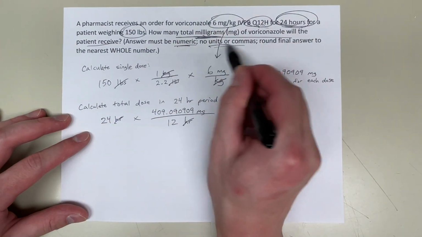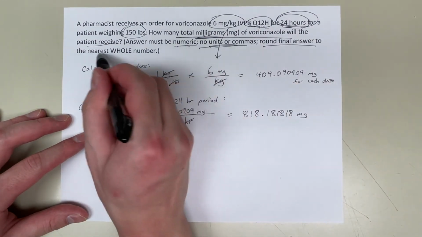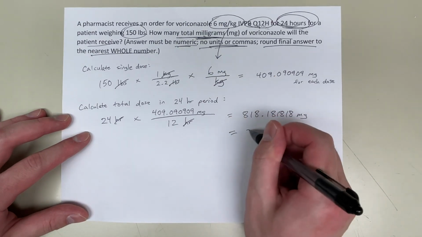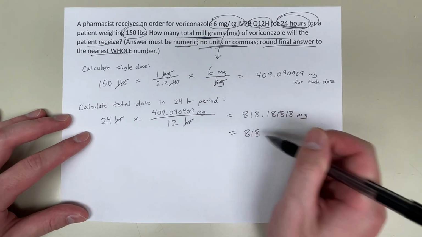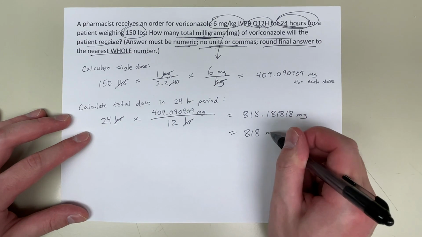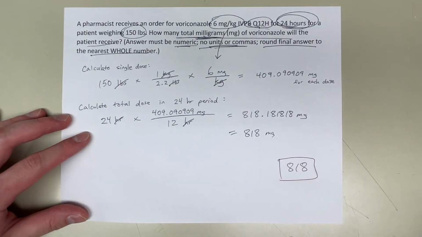And then I follow the instructions: answer must be numeric, no units or commas. Round final answer to nearest whole number. So I round to the nearest whole number, which is 818, and that's what I enter into the computer, 818.